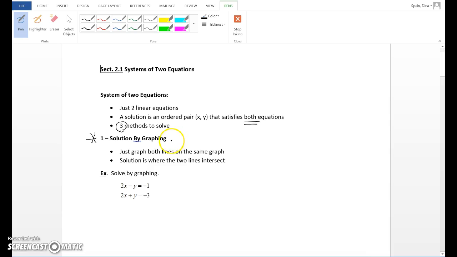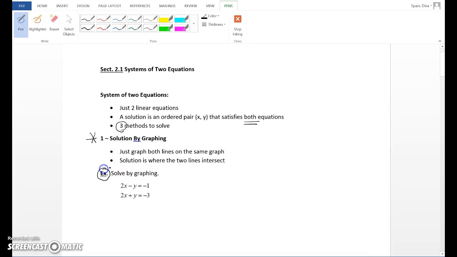This could possibly be a little inaccurate if you don't draw your graph correctly, or if the solution doesn't fall on a nice grid mark, on two integers. So let's check this out. All you do is graph both lines on the same graph, and your solution is where the two lines cross, right? It's where they intersect. That's going to be the particular ordered pair that they have in common.